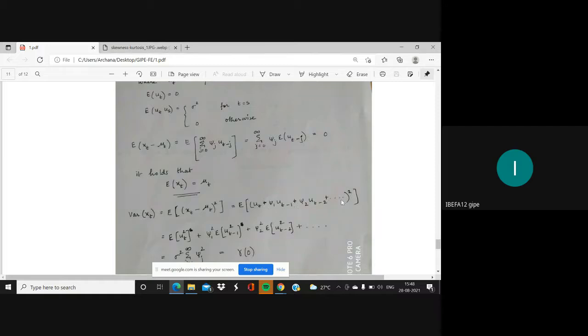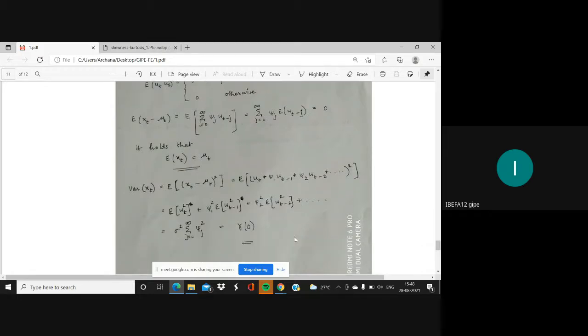Similarly, you keep expanding the terms. Psi 1, if j is equal to 1, will be psi 1 ut minus j, with j equal to 1, so you get ut minus 1 and so on. You keep expanding the terms and take the square of this whole summation. Then for each of those terms you take the expectation of each of those individual ut squares. So you finally end up with this.